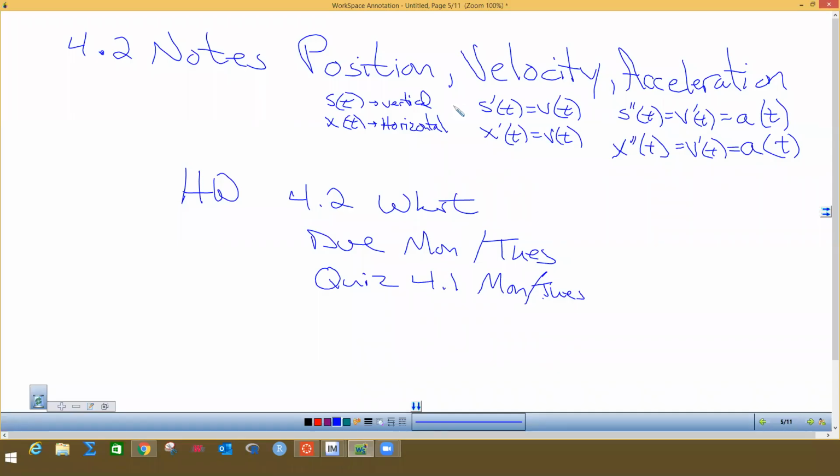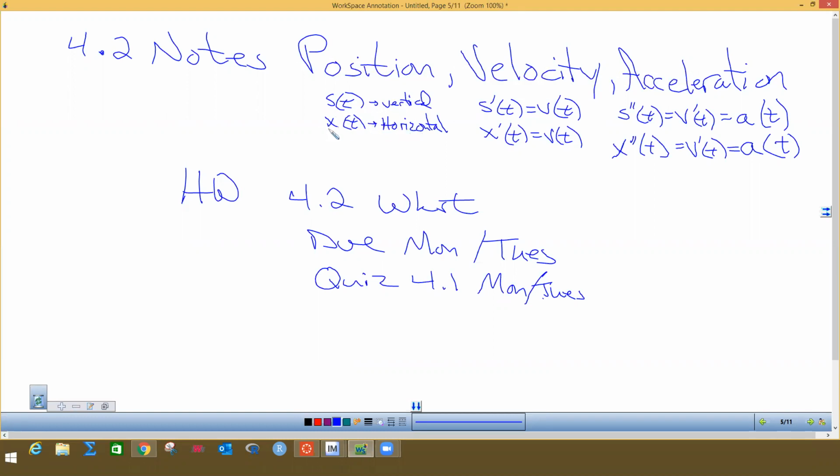All right, we're going to do 4.2 notes today, which is about position, velocity, acceleration, which we've already talked about. So usually position, when we're talking about like dropping something from a building or something like that, is usually S of t. Sometimes they use other functions, but that's the normal one.